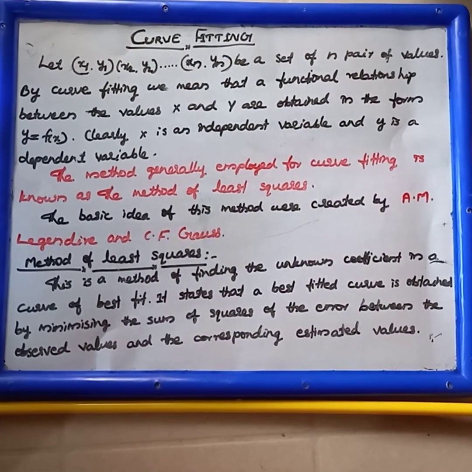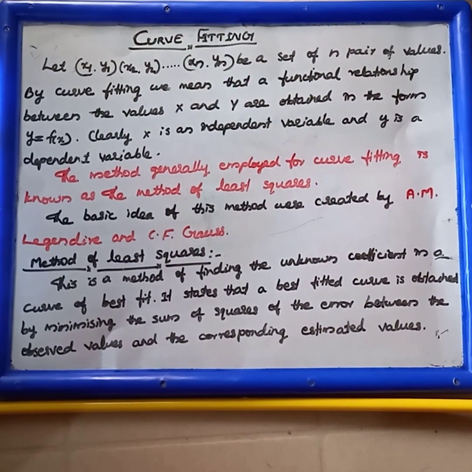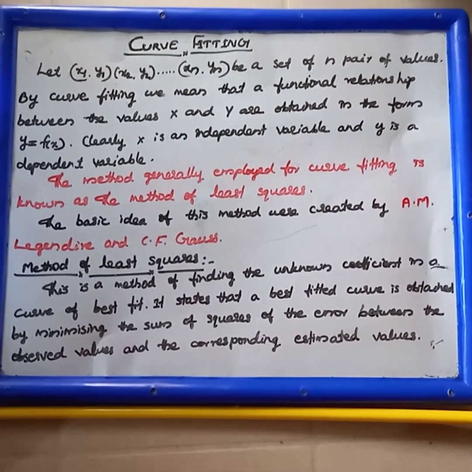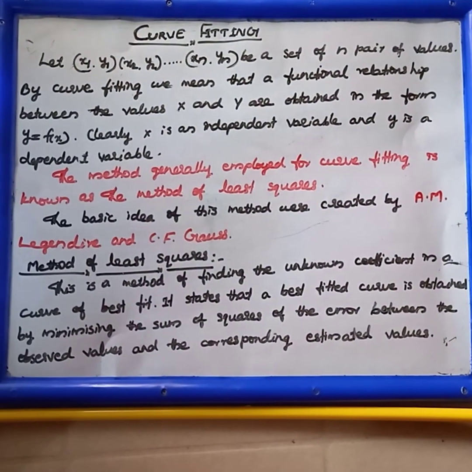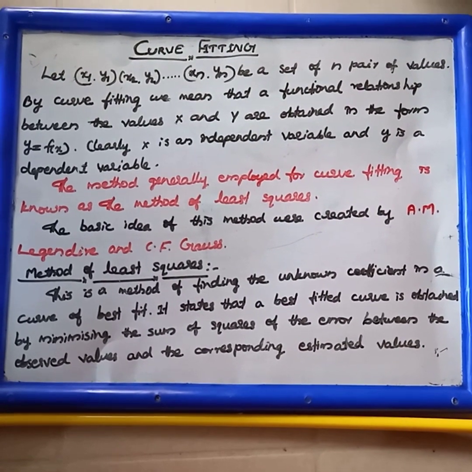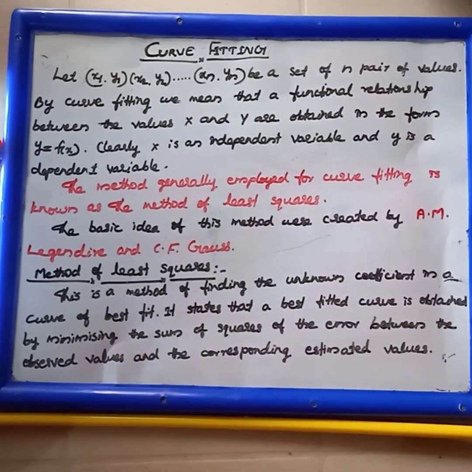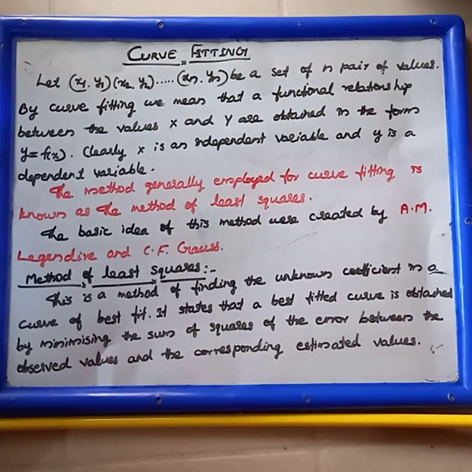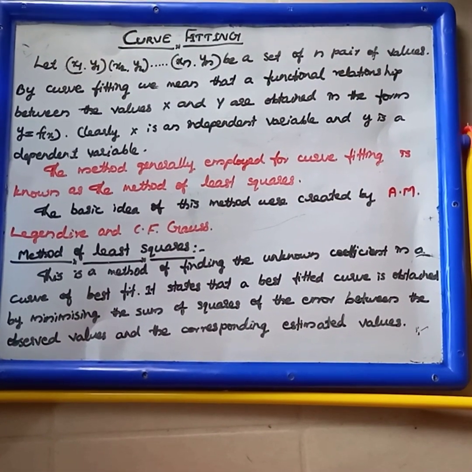Let x1, y1, x2, y2, etc., xn, yn be a set of n pairs of values. By curve fitting, we mean that a functional relationship between the values x and y is obtained in the form y is equal to f of x. Clearly, x is an independent variable and y is a dependent variable.